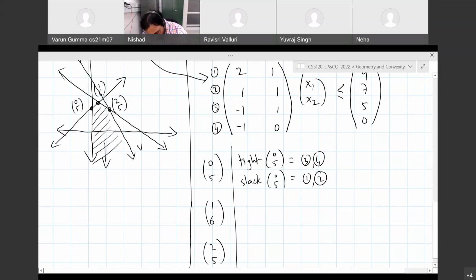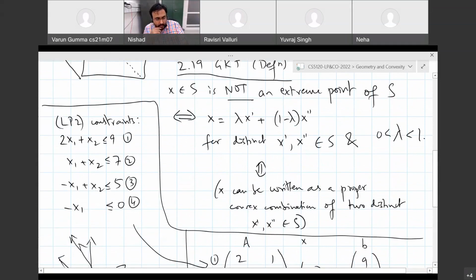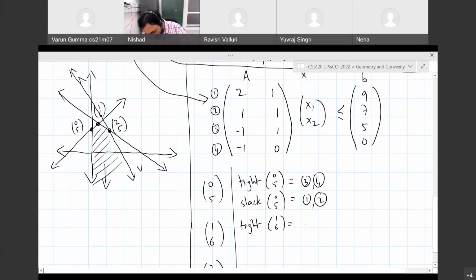Okay. Similarly, for (1, 6), let's see what the tight constraints are. Clearly not the first one, because it's 2 plus 6, 8, less than 9. For (1, 6), 1 plus 6 equals 7, so the second one is tight. Minus 1 plus 6 is 5, so the third one is tight. The fourth one is not tight because it would be minus 1, less than 0. So the tight constraints are 2 and 3, and the slack ones are 1 and 4.